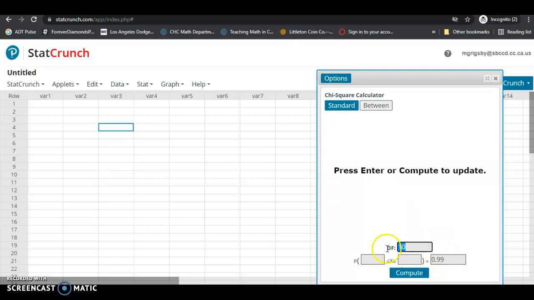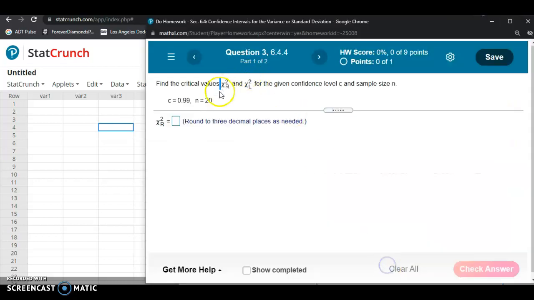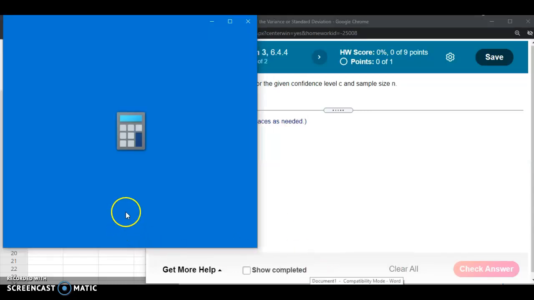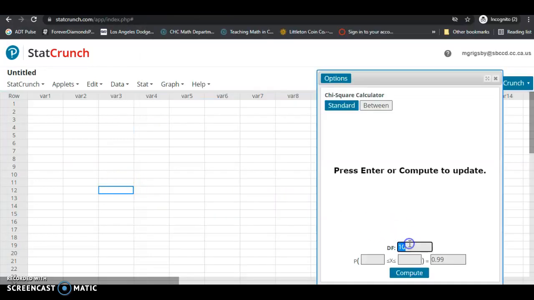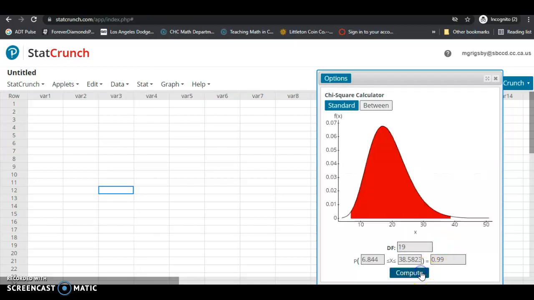Remember, df stands for the degrees of freedom, and it's always equal to the sample size minus 1. In our problem, the sample size is n equal to 20. So 20 minus 1, you don't need a calculator to do that, is equal to 19. The degrees of freedom is equal to 19, which goes in this box here. When we click compute, the two critical values will appear in these two boxes.